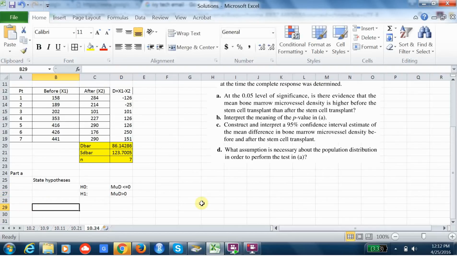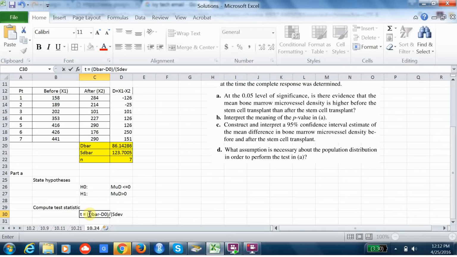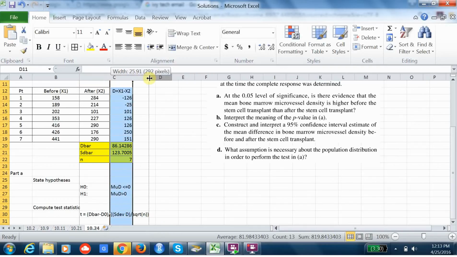Okay, second thing I want to do is compute the test statistic. It's actually very easy for this one because the t statistic, so remember, t is just equal to d bar minus d naught divided by the standard deviation of d divided by the square root of n. And we have to be careful when we do this in Excel. We actually have to put a double parenthesis. Some of you didn't do this, and you won't do the mathematics correctly if you don't. So let's go ahead and do that.